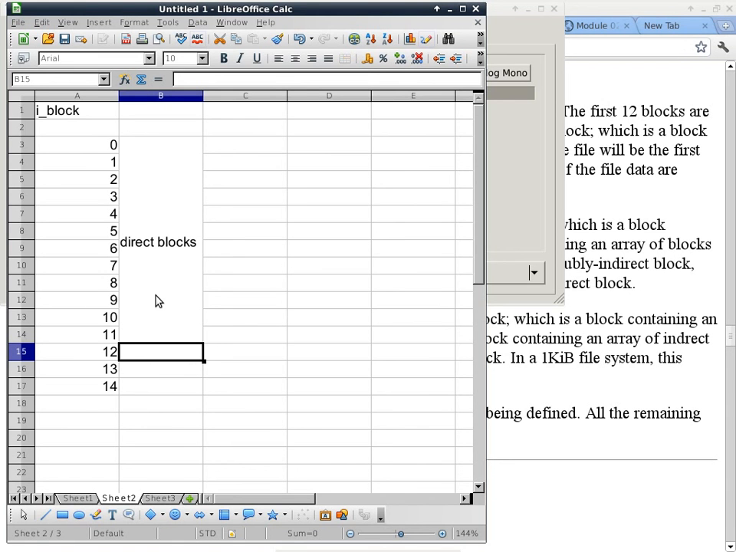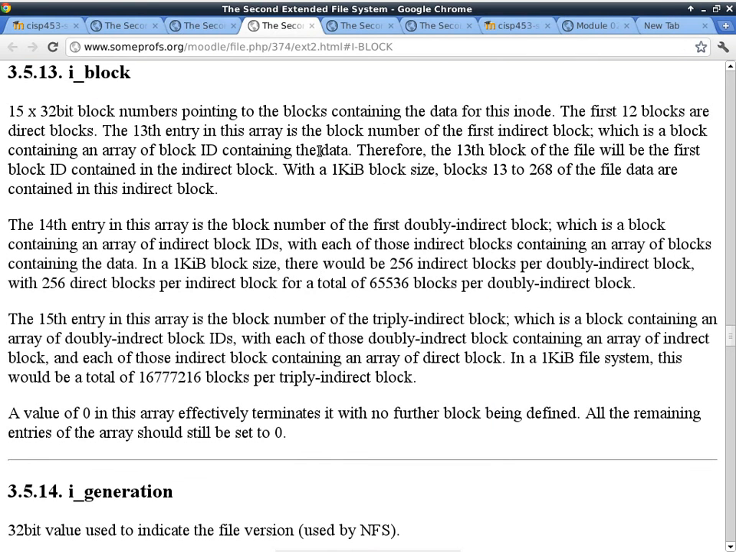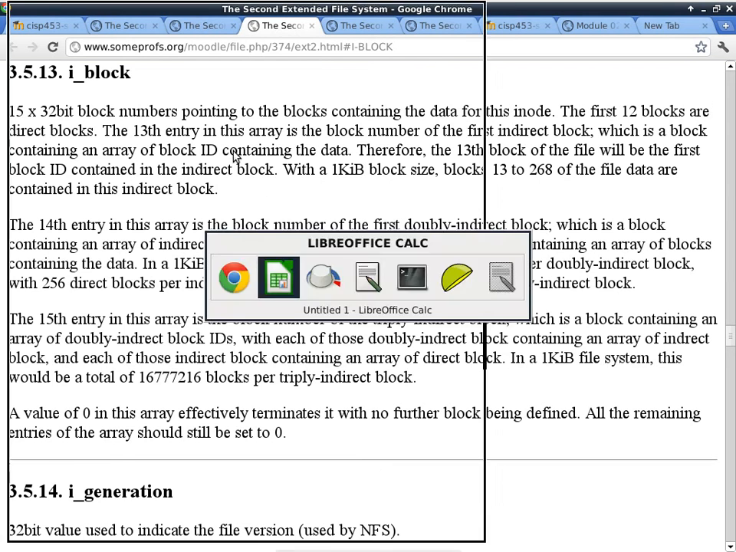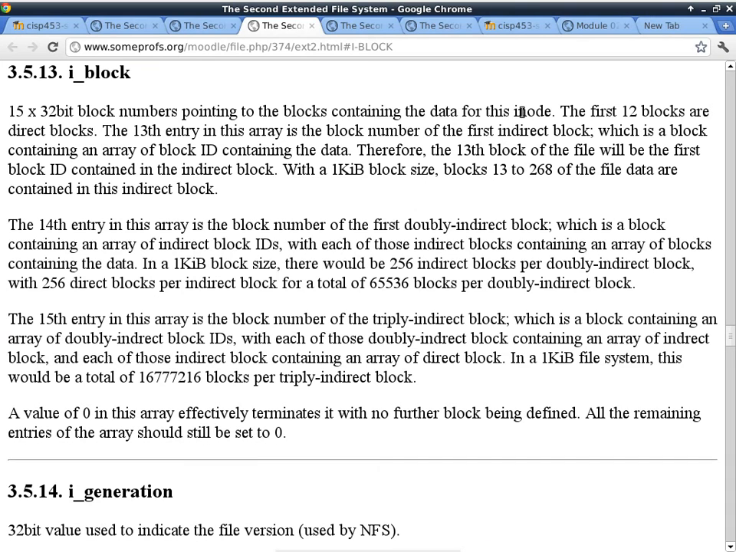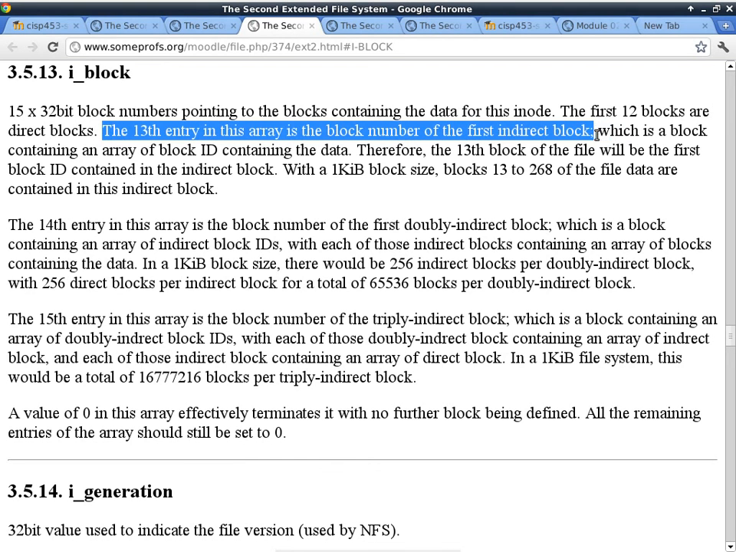Offset, the 13th entry is a little bit special. The 13th block of the file will be the first block ID contained in the indirect block. All right, so this one is special. The first 12 blocks, the 13th entry is the block number of the first indirect block. Okay, so we are reading this part here.